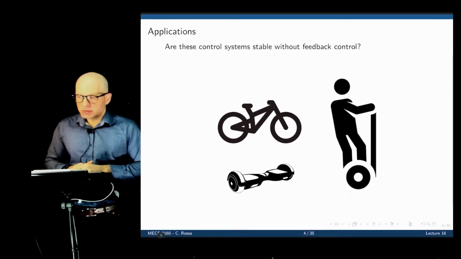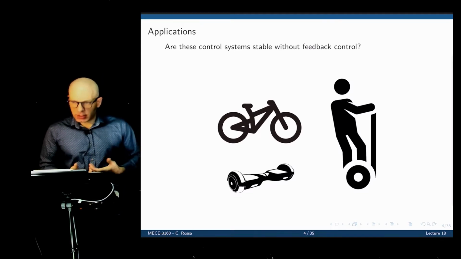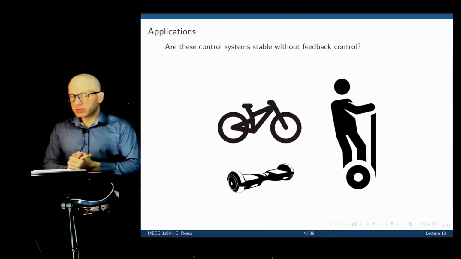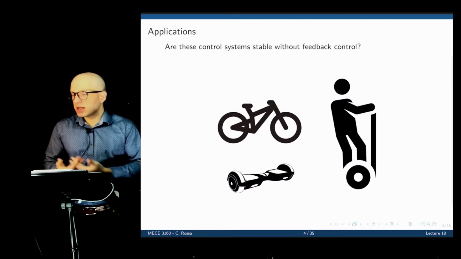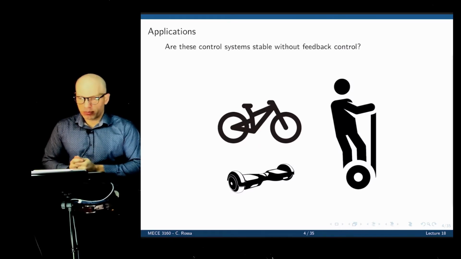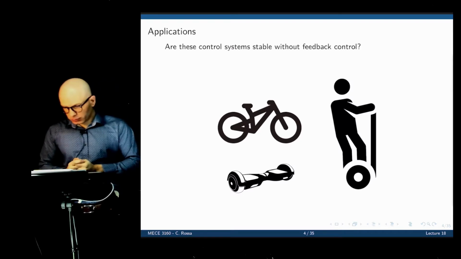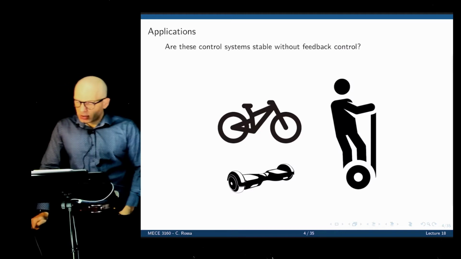There are many systems that are inherently unstable and we can stabilize using feedback control, but there are also systems that are stable without control that we can make unstable if we don't design a controller properly. We need to be very careful in that regard. We can make systems stable, but also unstable.